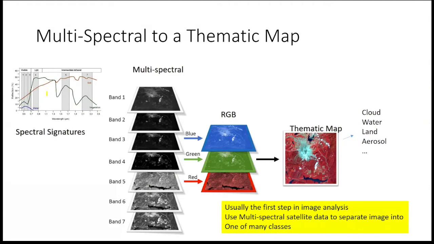All right, so we know spectral signatures. Here's multispectral satellite data, and often we look at RGB, but you can look at false color composite. The first order of business really is to create a thematic map.